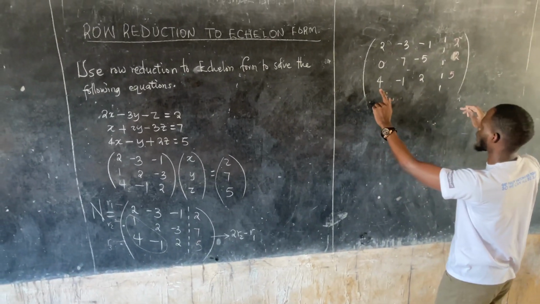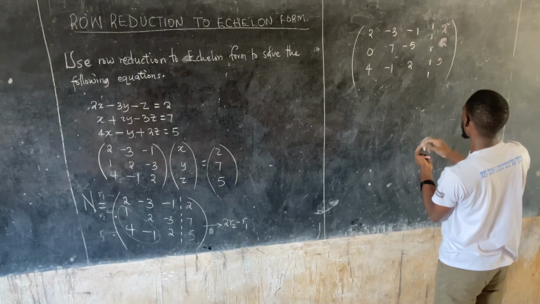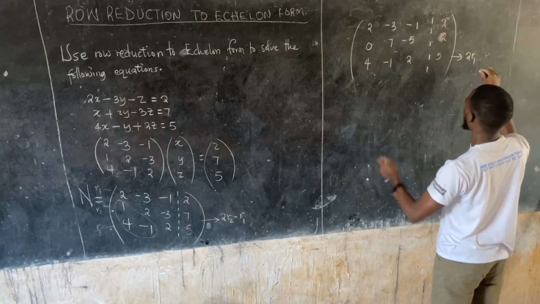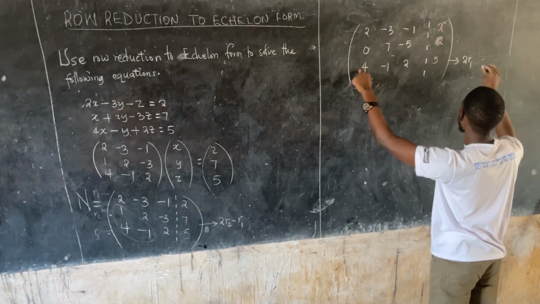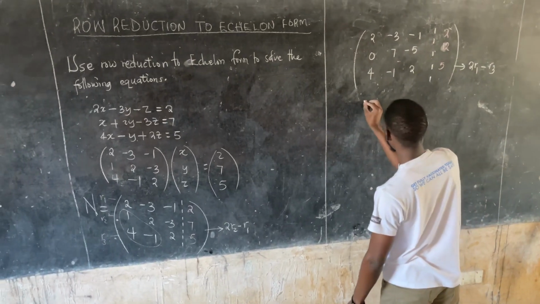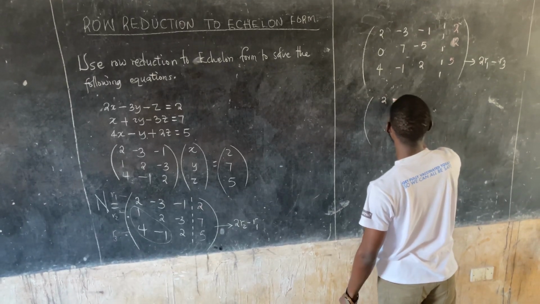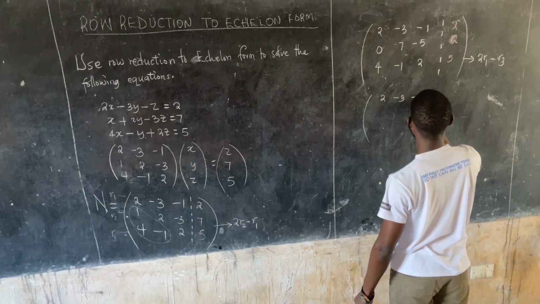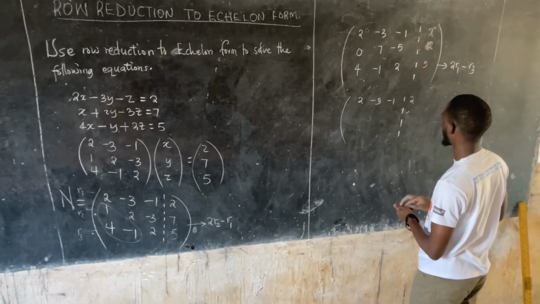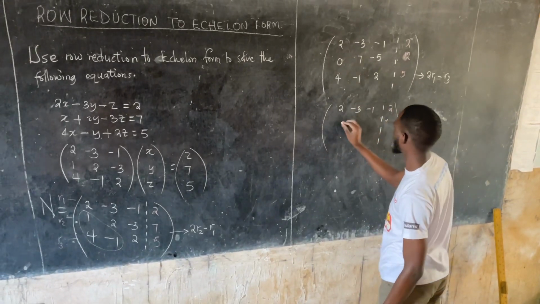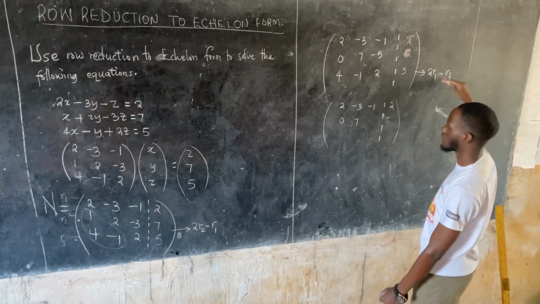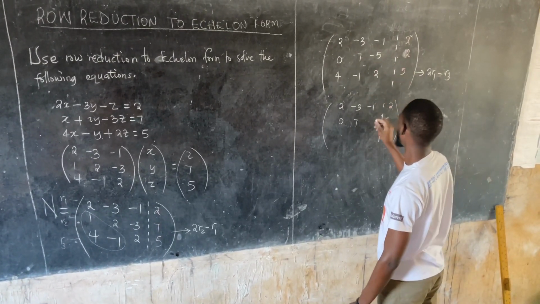So this time around, the function we use is twice of row 1, which gives it a 4. Then this one will simply be minus row 3. So we shall have this one remaining as it is: 2, -3, -1. Then we have a 2 there. Then this is a 0 remaining the same. Why are these remaining the same? Because I'm on row 3 now, so this has to remain the same.